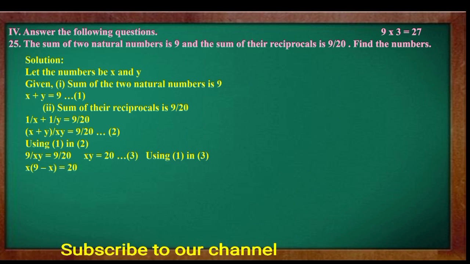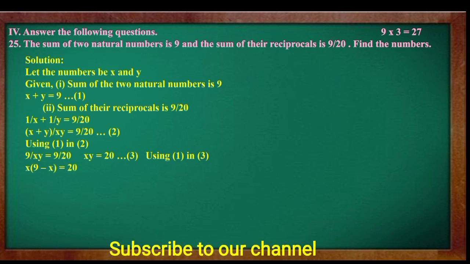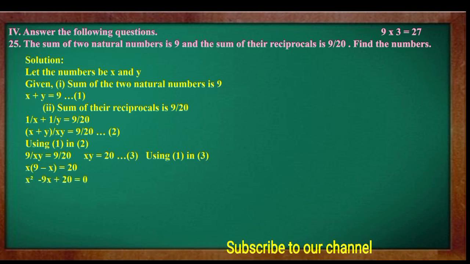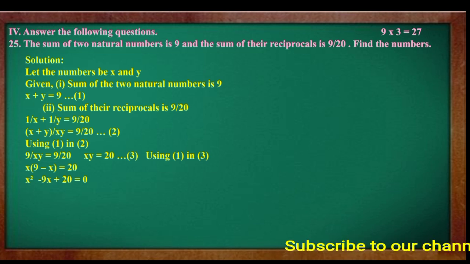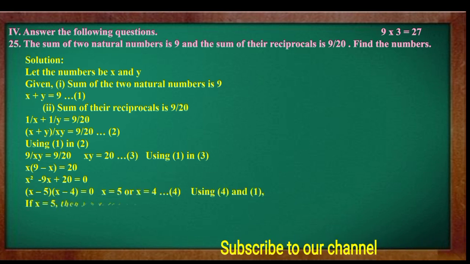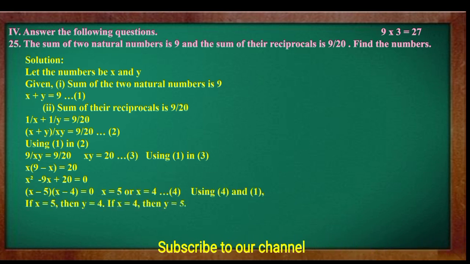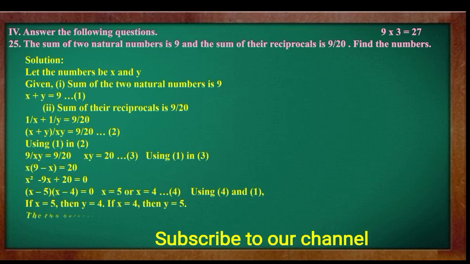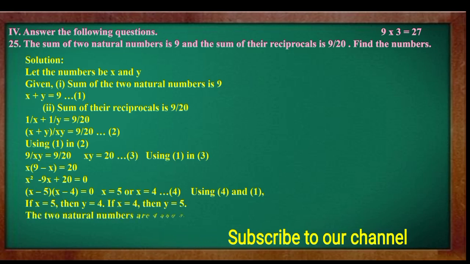So substituting y is equal to 9 minus x, we get x into 9 minus x is equal to 20, and simplifying this we get x square minus 9x plus 20 is equal to 0. Solving this quadratic equation we get x is equal to 5 and x is equal to 4. If x is equal to 5, then y is equal to 4. If x is equal to 4, then y is equal to 5. Therefore the numbers are 5 and 4.